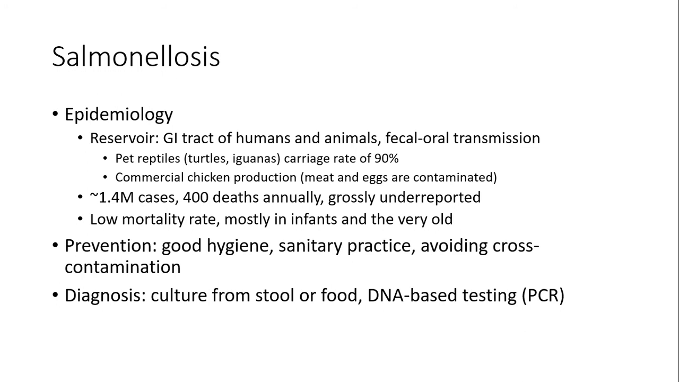This salmonellosis causes about 1.4 million cases a year. And again, this is likely an underreported number. It totals 400 deaths annually. But luckily, it has a fairly low mortality rate. People usually survive. The deaths, when they're seen, are mostly going to affect infants and the very old, who are already immunocompromised, maybe with weaker GI systems than we would have.